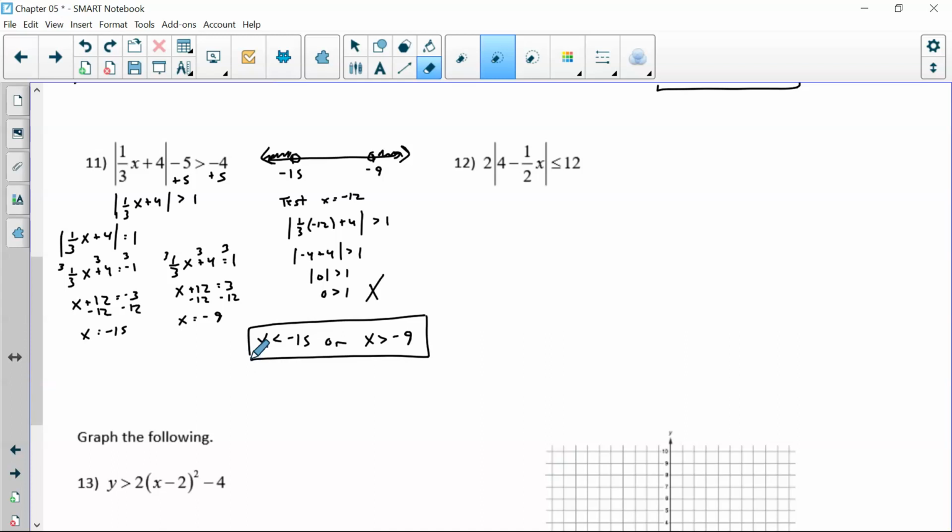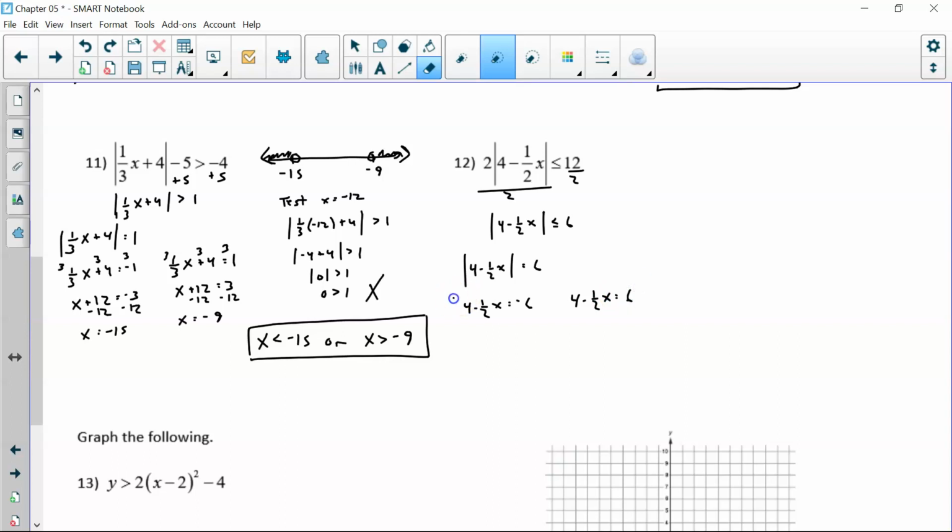For a problem like number 12, remember to isolate, divide both sides by 2 first. Absolute value of 4 minus 1/2 x less than or equal to 6. Treat it as an equation. 4 minus 1/2 x equals 6. So 4 minus 1/2 x equals negative 6, and 4 minus 1/2 x equals positive 6.